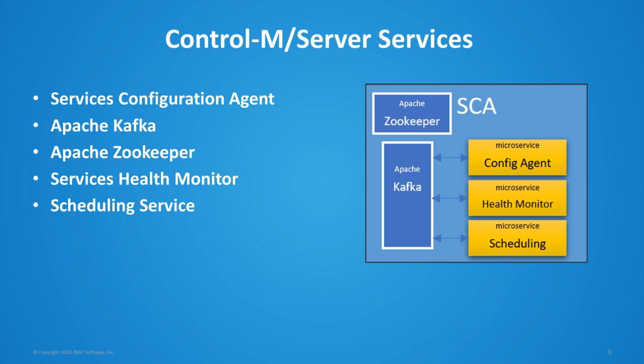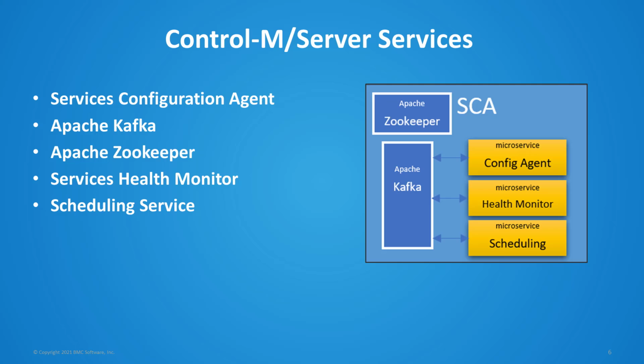The Control M server services are a set of microservices that are independent and can perform individual tasks without making requests from larger components. It also enables your environment to use fewer resources and run more efficiently. The SCA, or Services Configuration Agent, functions as a watchdog process for all these services, which is monitored by the Control M server's configuration agent.